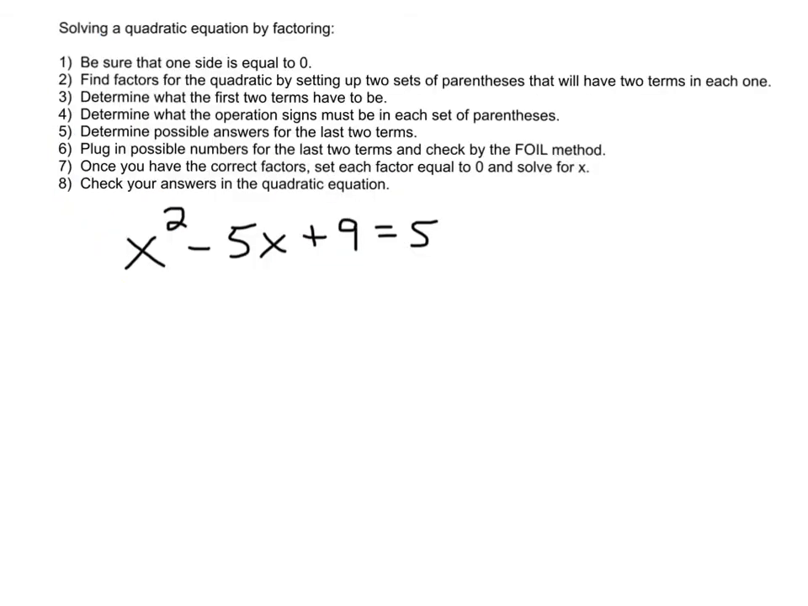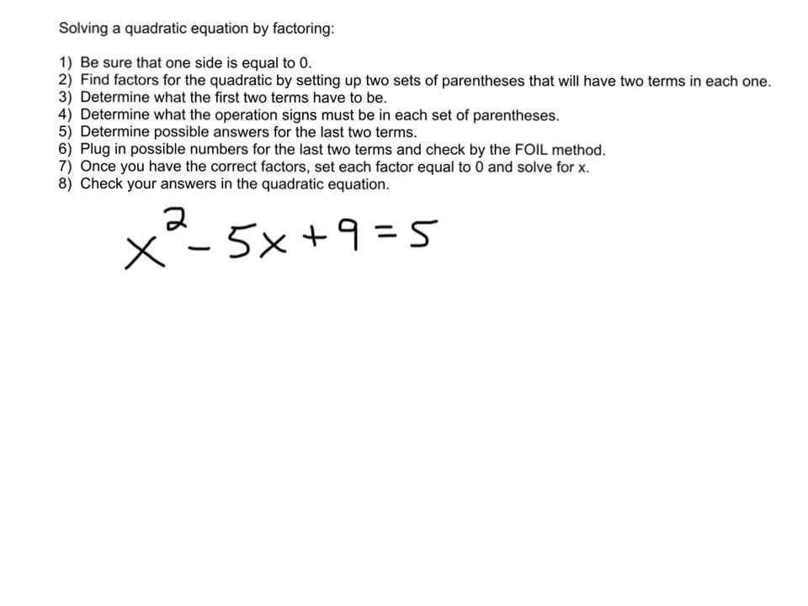There are actually 8 different steps to follow to solve a quadratic equation by factoring, and you can see that I have all 8 steps listed here. What I'm going to do is go through each one of these steps with the problem I have right now in black. So the very first thing, step 1, is to be sure that one side is equal to 0. Right now the right-hand side is not equal to 0.